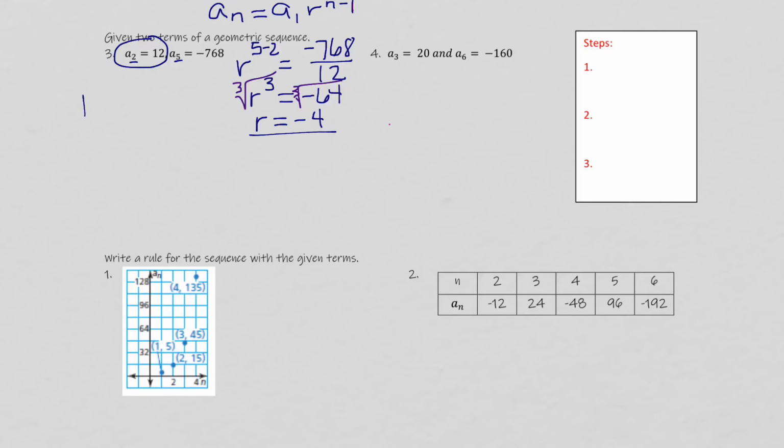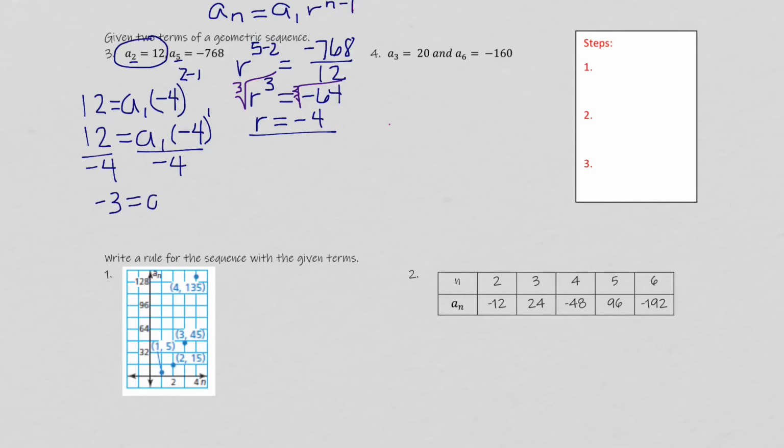Okay. So I'm going to do 12 equals a sub 1. And I guess since this is a sub 2, I could have just divided by 4, and this answer should come out to be negative 3, just because I need to go down by 1. But let's go ahead and practice this. So my ratio is negative 4, and this would be 2 minus 1, since that's my n. So I have negative 12 equals a sub 1 times negative 4 to the first power. I'm going to divide both sides by negative 4. And negative 3 would equal my a sub 1.